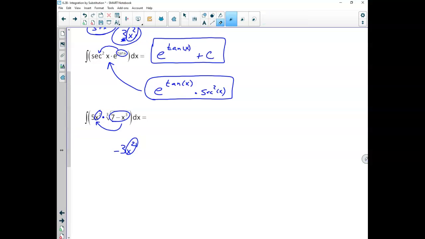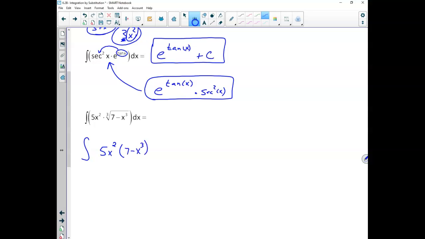And this one's really hard for me to demonstrate this way because my brain does not work this way. I use substitution all the time on things like this. But this is going to make us look like, okay, this is a 5x. No, it doesn't equal that. Come on. It's going to be a 5x squared, and then it's times 7 minus x to the third to the 1/3 dx.